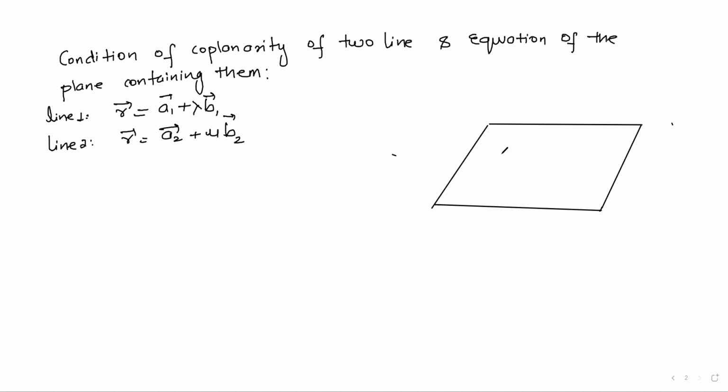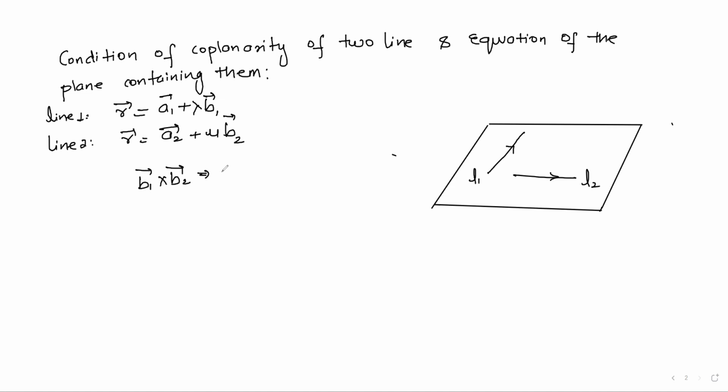Suppose the first line is this, this is L1, and this is L2. Now this vector b1 will be parallel to L1, and b2 will be parallel to L2. Just tell me one thing, these two lines lie in this plane. Now if we find b1 cross product b2, what will its direction be? Can we say that this is normal to the plane? Or can we say that this is normal to L1 and L2 both? If we find b1 cross b2, it will be perpendicular to L1 and also to L2, so we can say that it will be perpendicular to the plane also.